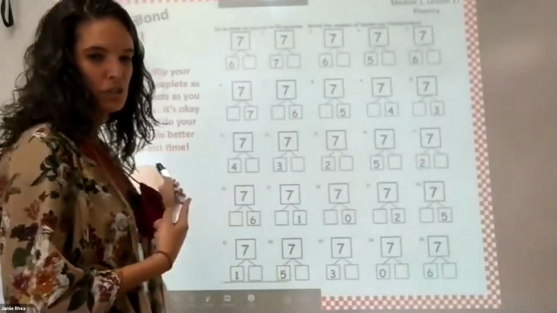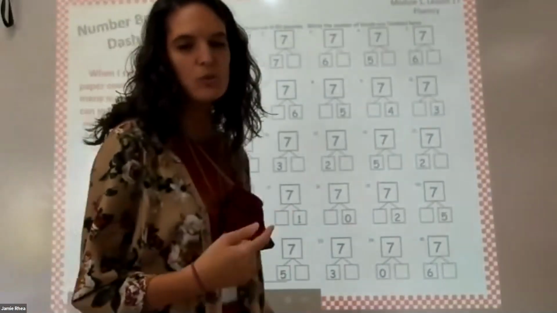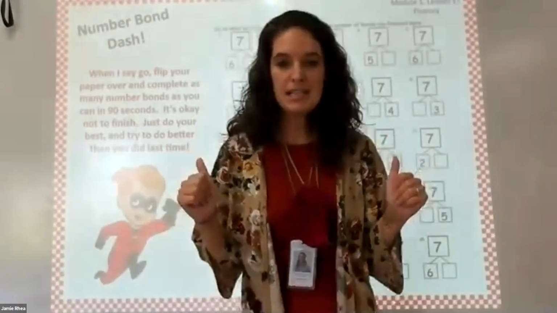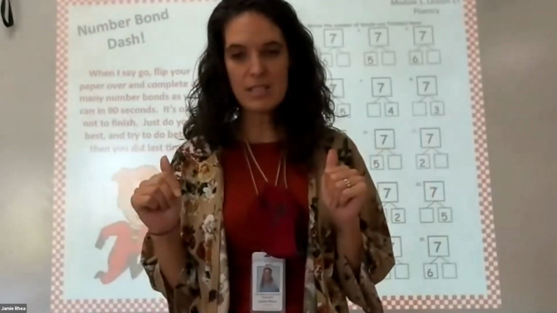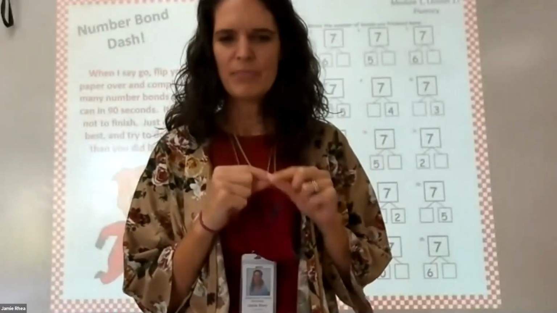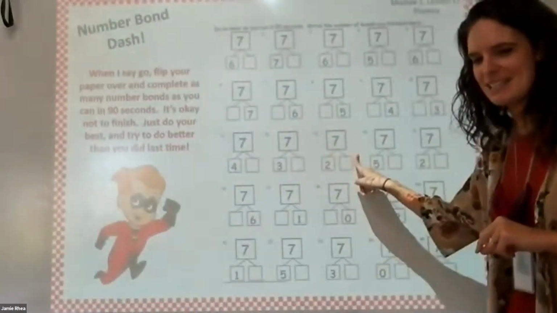You have a number dash. My friend Dash is back. You're going to go to your Google Classroom. You are going to go find your number dash. It is listed as Module 1 or M1 L17 Fluency, but if you will notice at the bottom, it's probably going to be like Lesson 6 Fluency. That's okay. It's the same thing you did in Lesson 6.